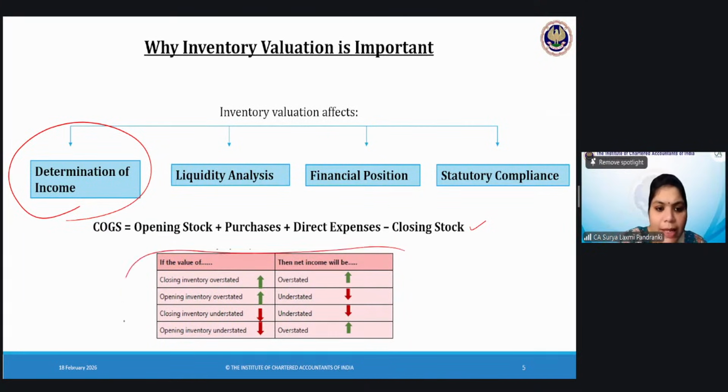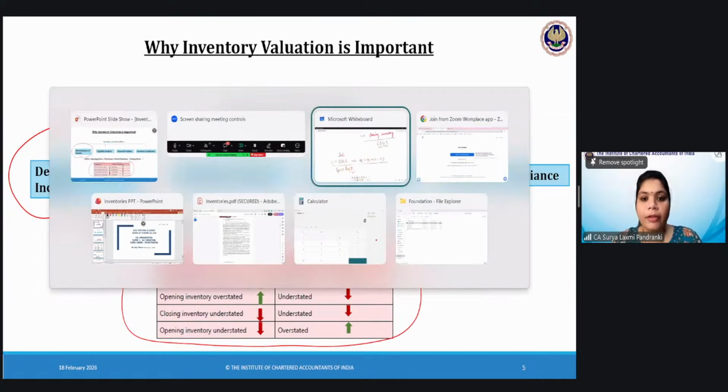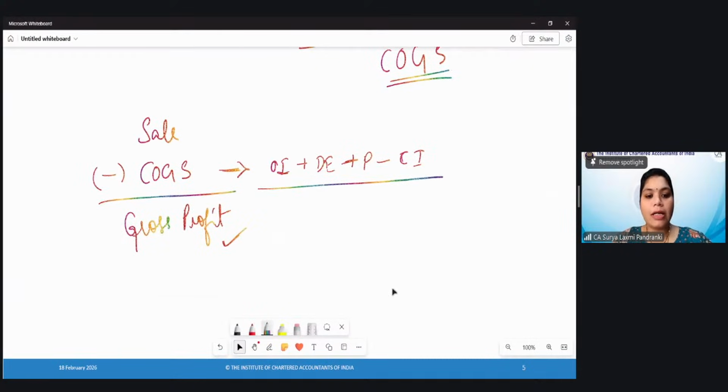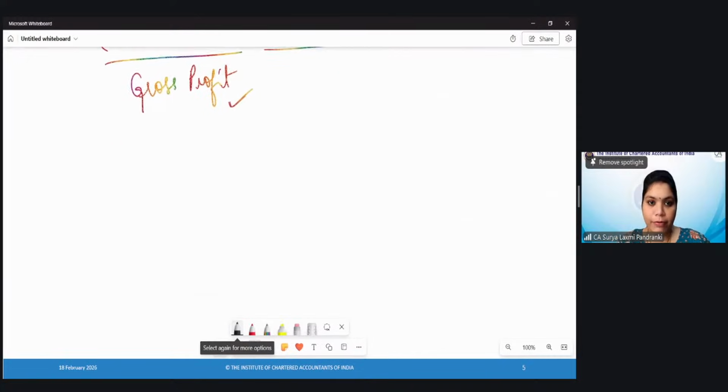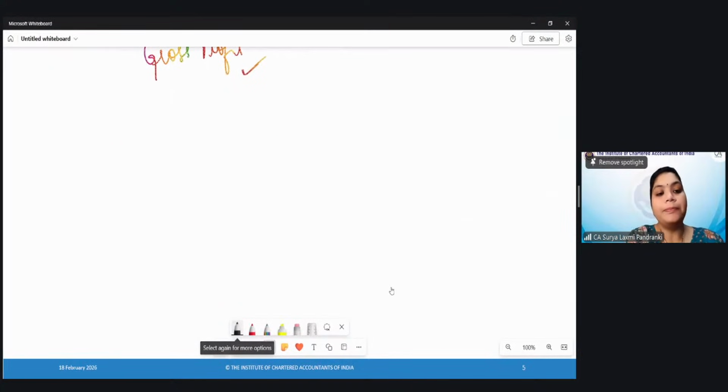But can you see this table here? It has some green arrows, red arrows, and so many things, and it says overstated, understated, and all these things. So we'll look at what this is through an example, right? I told you about sale minus cost of goods sold, which gives me the gross profit, right? Now, let me take an example.